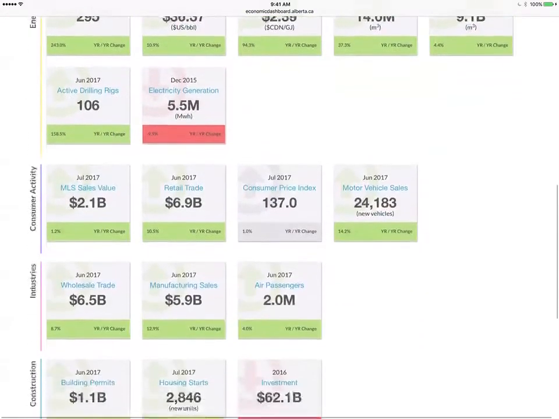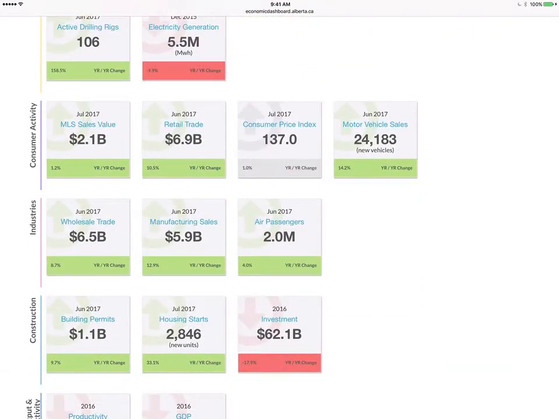You can keep scrolling down, and you'll see a consumer price index of 137. We'll talk this semester about what that index is and what that number means. But for now, if you look at that little bottom left where it says 1%, that tells you how much inflation there's been in the last year.